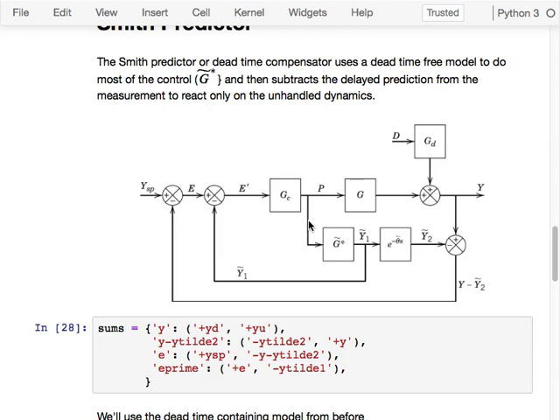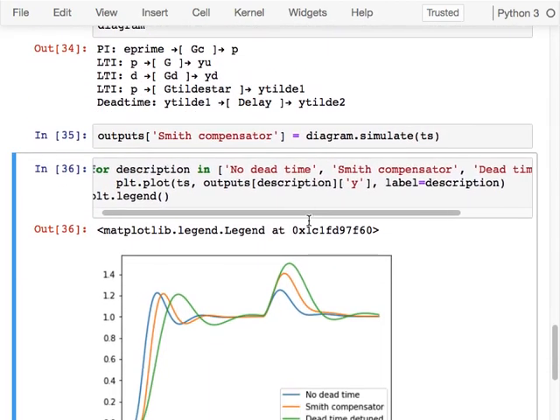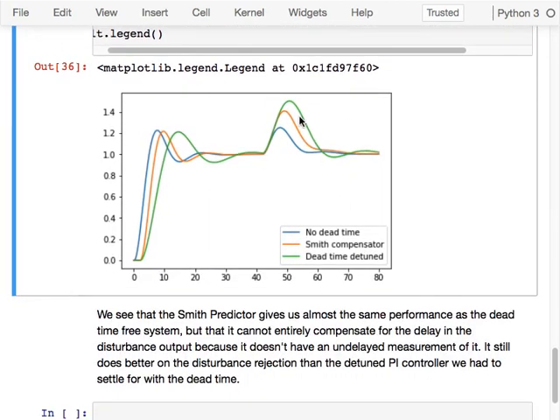Of course, the downside or the flip side is that if there are things that I am not modeling, so in this case the disturbance, the dead time compensator cannot completely reduce the effect of that. So I do get worse performance with the dead time compensator because the model is not exposed to that disturbance. Is that making sense to everybody?